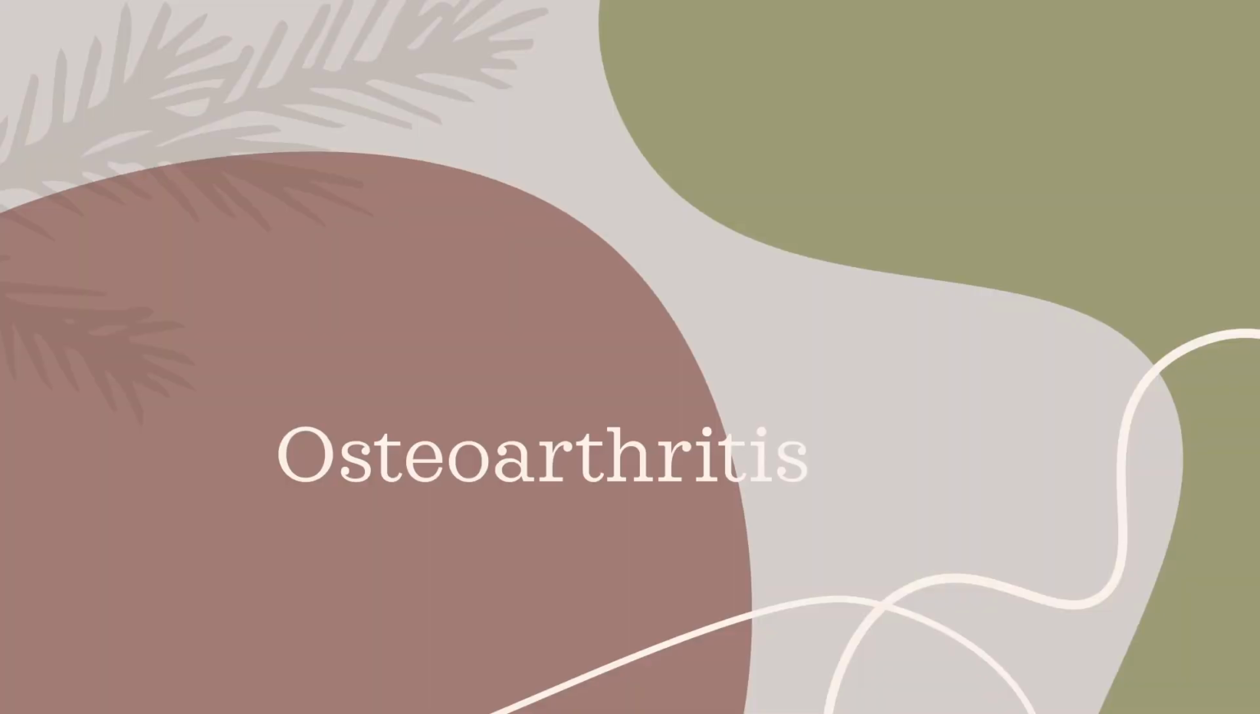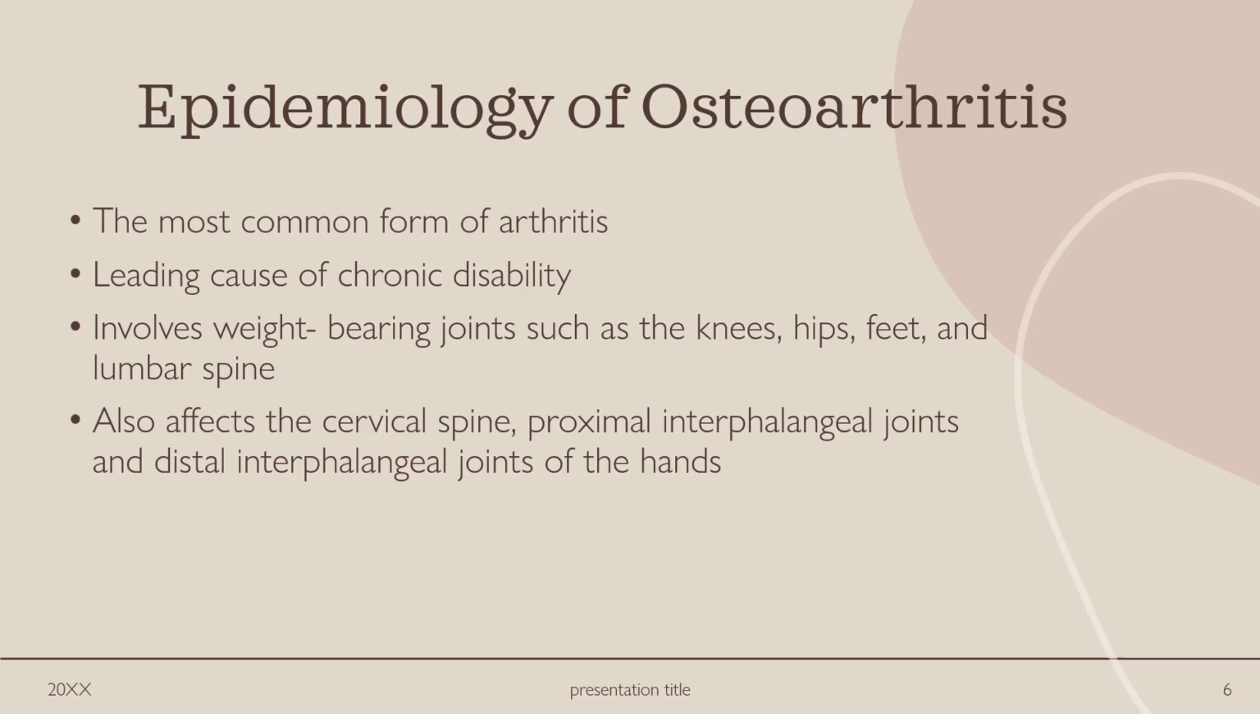We are going to start with osteoarthritis. The epidemiology, the beginning of osteoarthritis: it is the most common form of arthritis. It is the leading cause of chronic disability. It will involve weight bearing joints such as the knees, the hips, the feet, and the lumbar spine. It will also affect the cervical spine, proximal interphalangeal joints, and then distal interphalangeal joints of the hands.